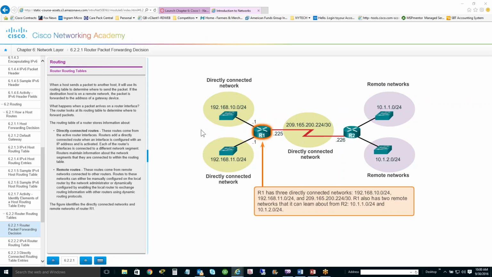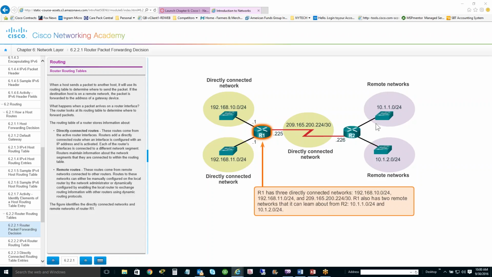Routers have two types of routes. They have directly connected routes. And these routes come from the active router interfaces. Routers add directly connected routes when an interface is configured with an IP address and is activated. So as soon as you bring up an interface on a router, there is a routing entry that's automatically entered into the routing table of that device. And then you also have remote routes, and remote routes can be manually configured or learned from other routers through routing protocols. And we'll get into dynamic routing protocols later.